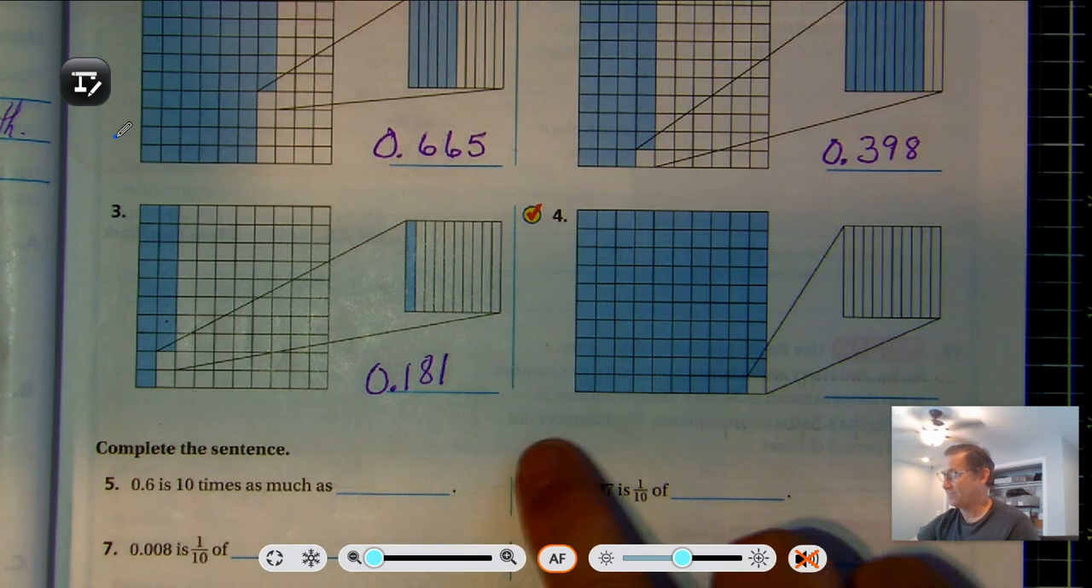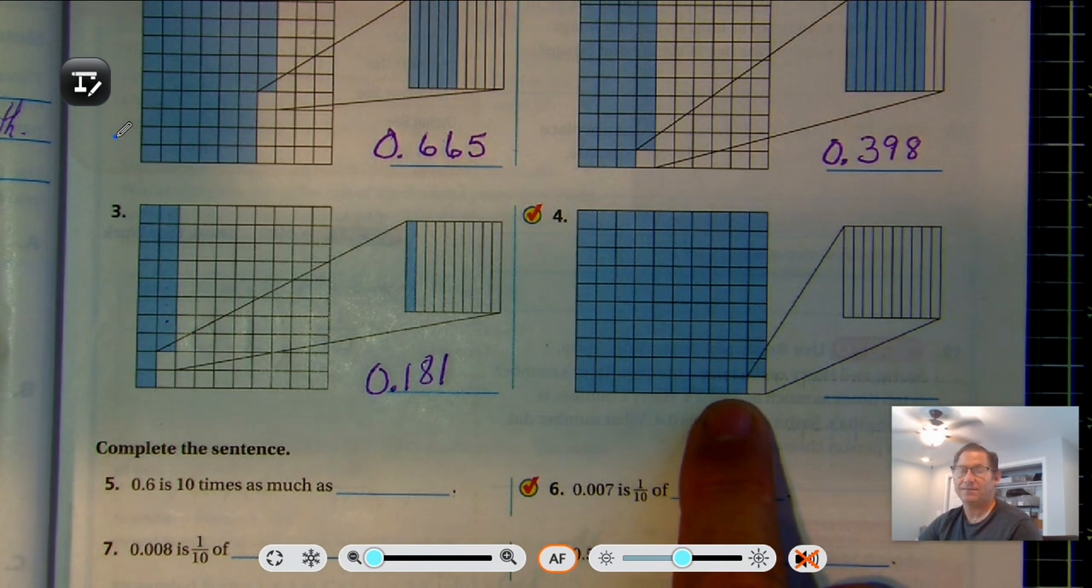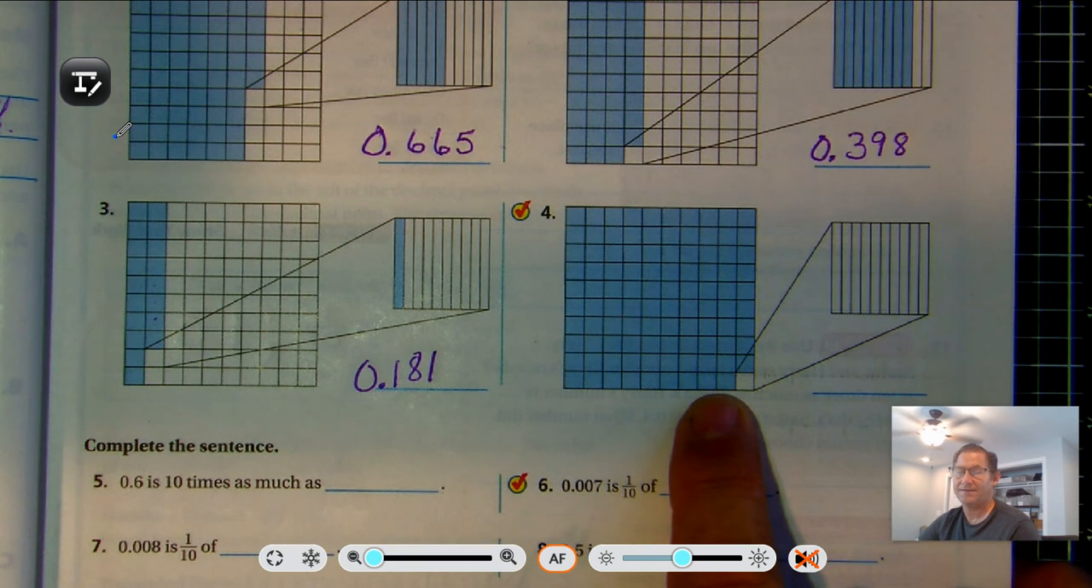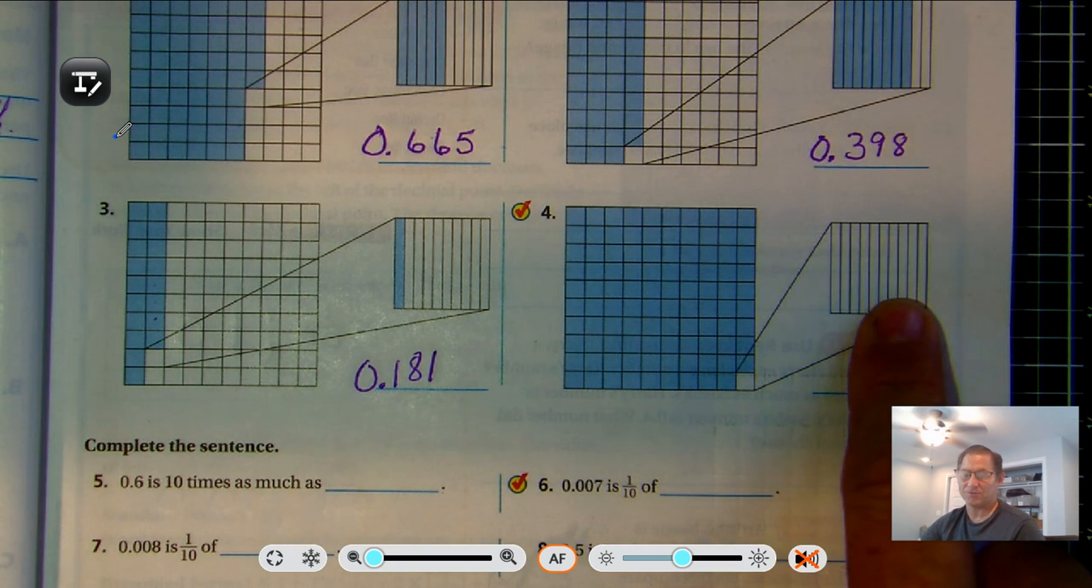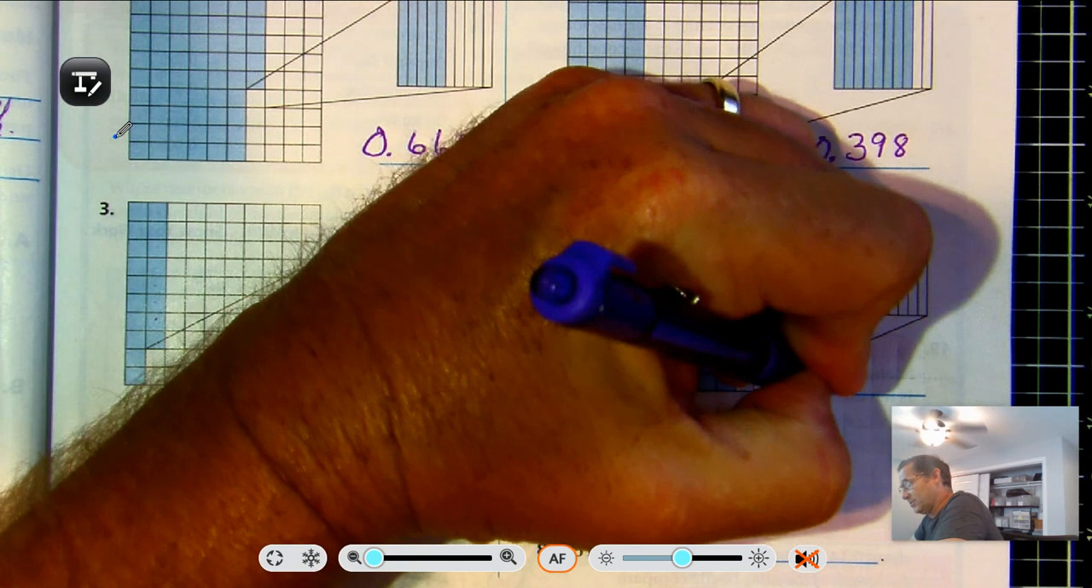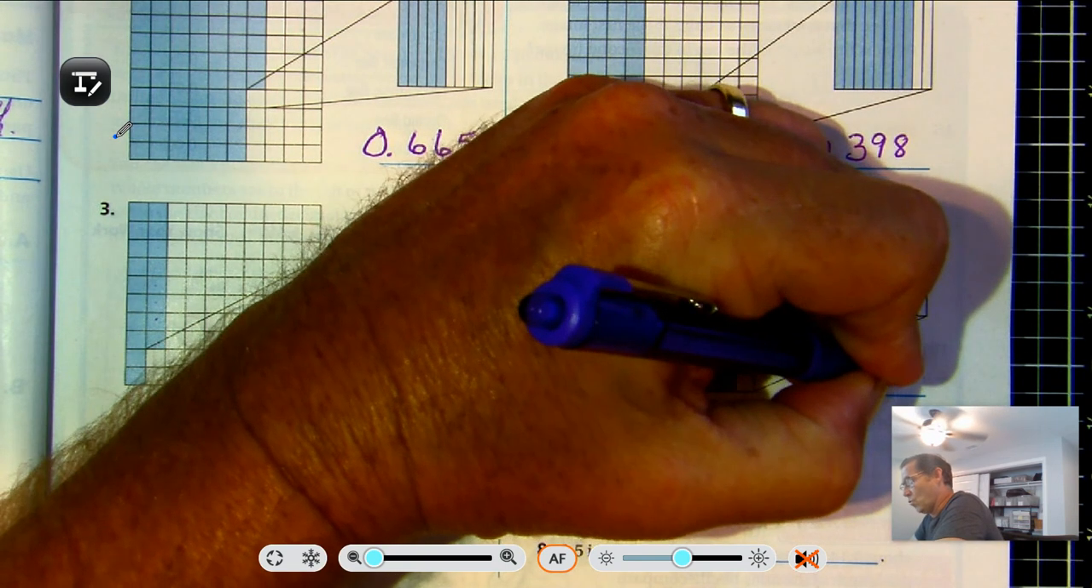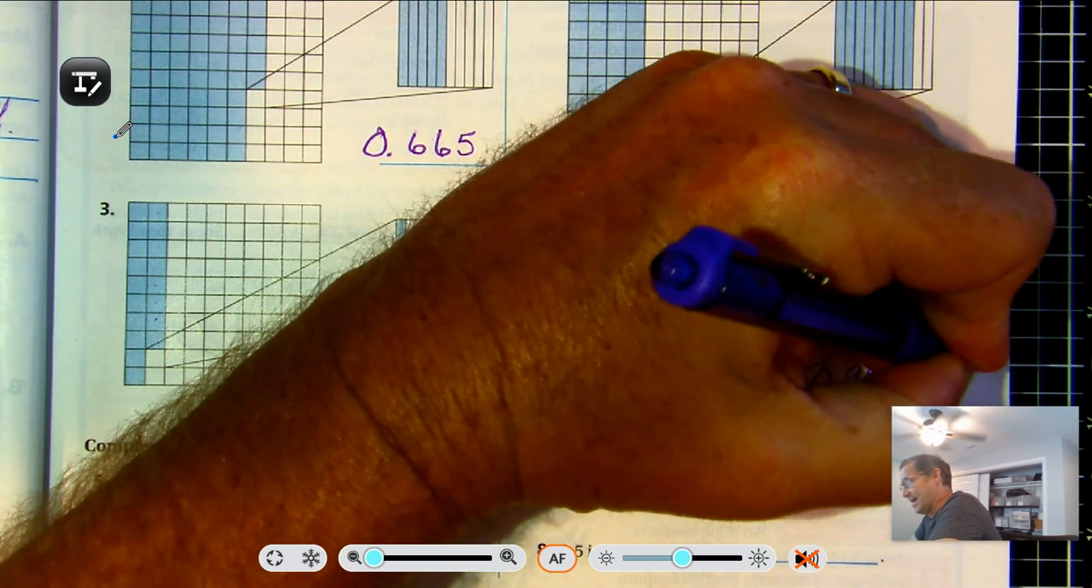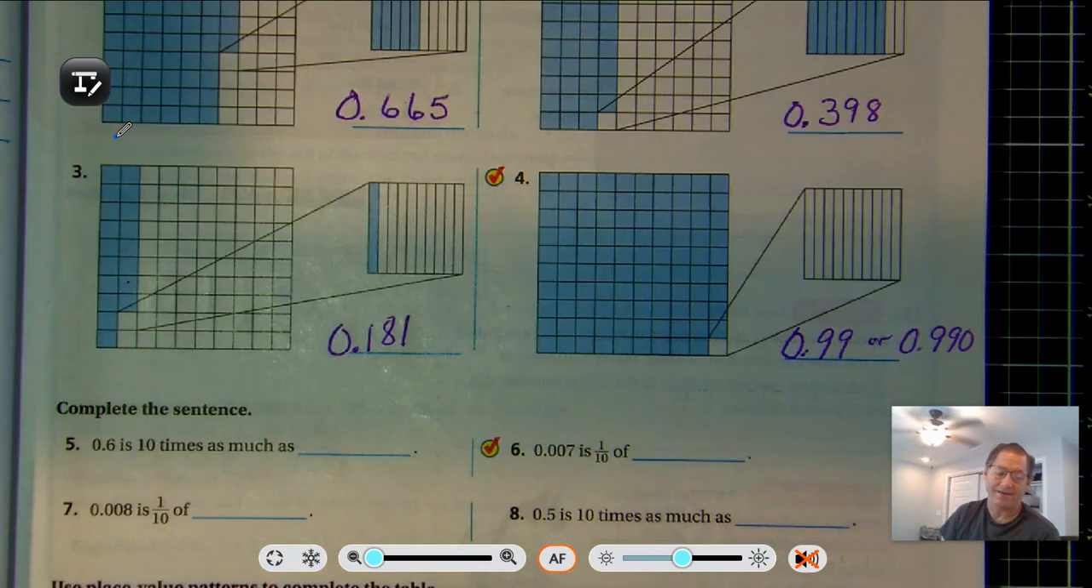In this last one, we have 99 hundredths shaded and nothing in the last row. So we could say 0.99 or 0.990 because there aren't any thousandths.